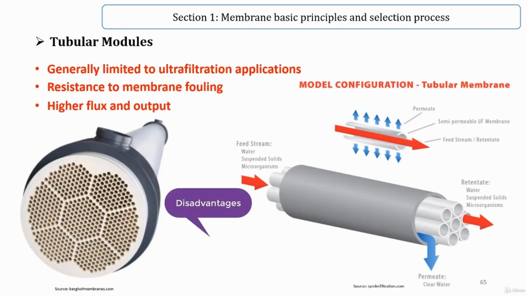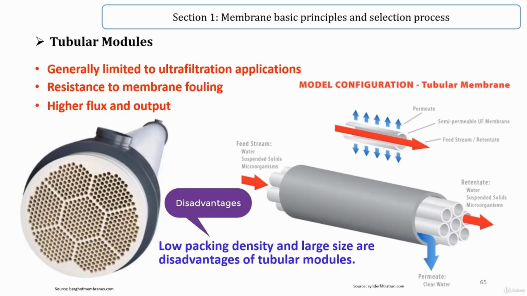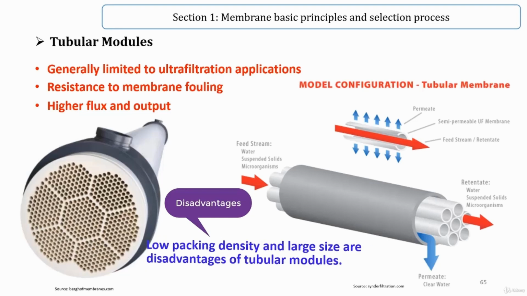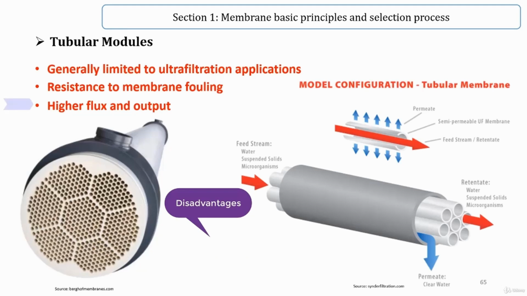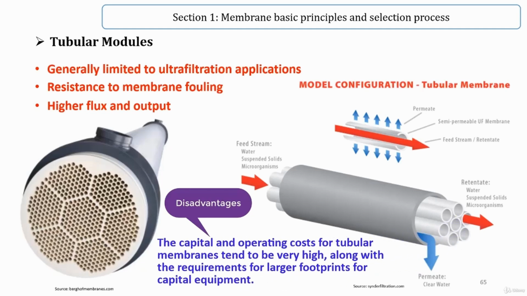Some disadvantages. Low packing density and large size are disadvantages of tubular modules. The packing density of tubular modules is higher than plate and frame systems, but lower than capillary, hollow fiber, and spiral-wound elements. Because of the large inner diameter of tubular modules, flow requirements are higher than those of other system configurations. The capital and operating costs for tubular membranes tend to be very high, along with the requirements for large footprints for capital equipment.